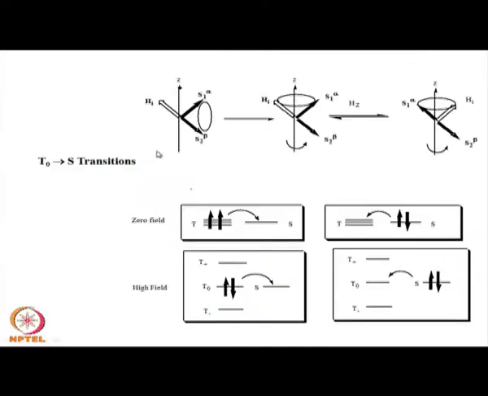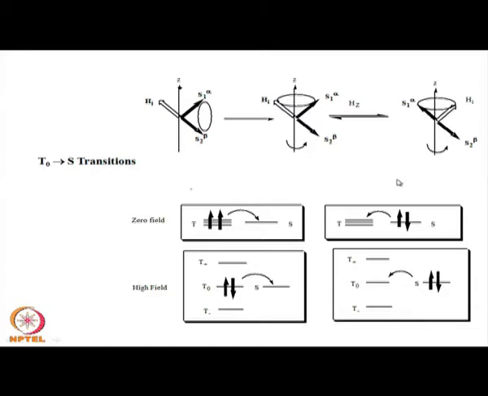So, this is the T 0 to S transition. Because of this motion, you see that initially it was like this. If there is a motion like this along the z axis, in the z direction, then this white is coming over here and this S is going over to there, giving rise to another... initially it was T 0, now it is a singlet state.